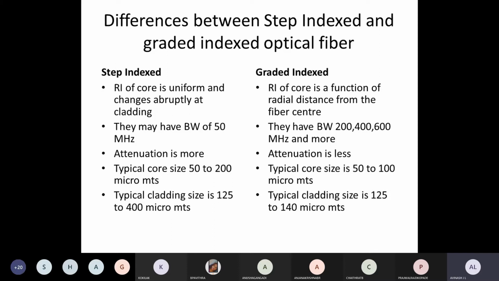Then what does it have? It is such that we are talking about the radial distance from the center of the core. As the radius increases, the refractive index of the fiber also changes. If you take the cross section area, the center point of the core will have a higher refractive index. As the distance goes from the center point to the edge of the core, the refractive index starts reducing. That is exactly the meaning of graded indexed fiber.